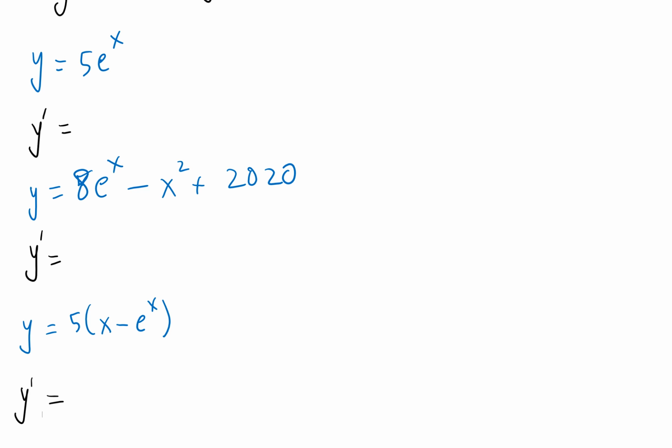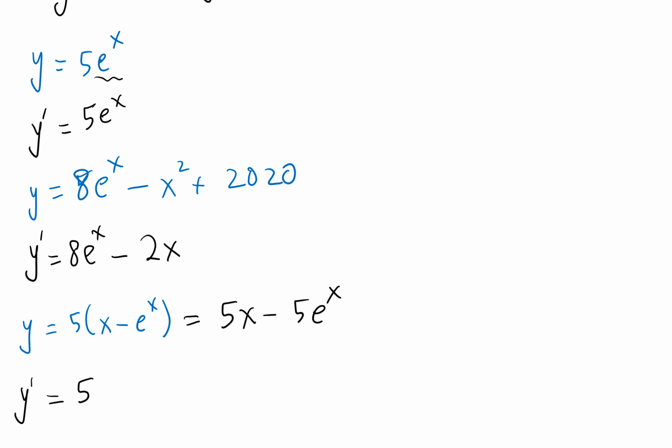For the first one, 5 is a constant, the derivative of e to the x is e to the x. For the next one, 8 is a constant, the derivative of e to the x is e to the x, minus 2x plus 0. For the last one, we need to distribute first: 5x minus 5e to the x. Then y prime is, keep the 5x, that is 5, minus 5, the derivative of e to the x is e to the x.